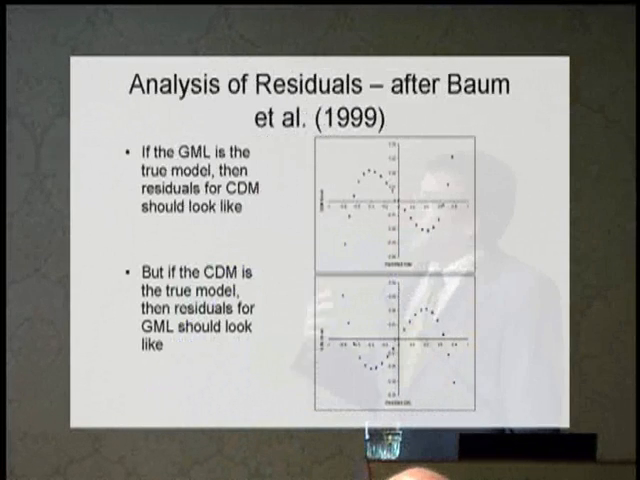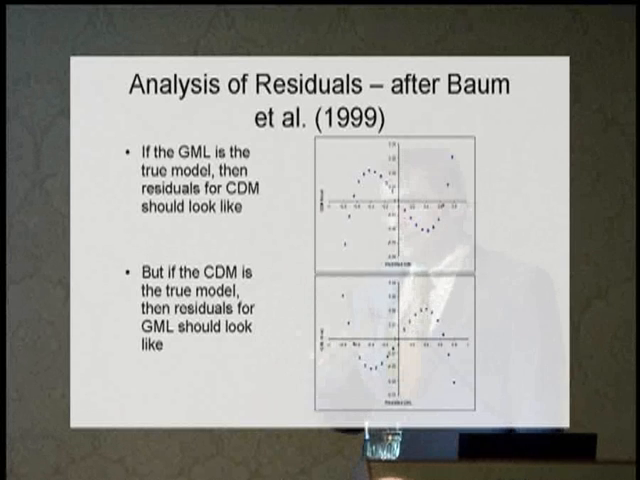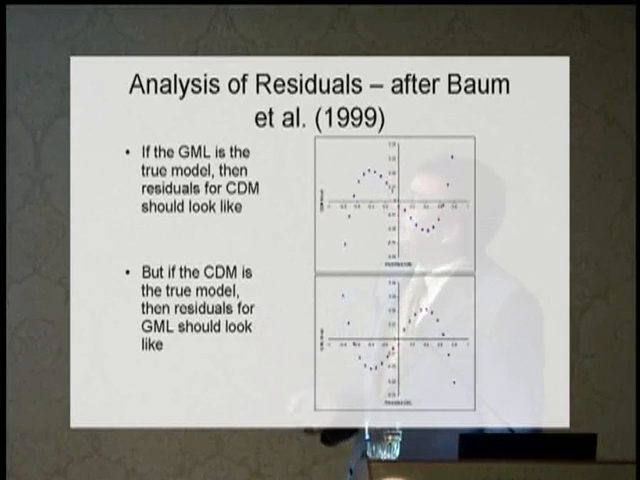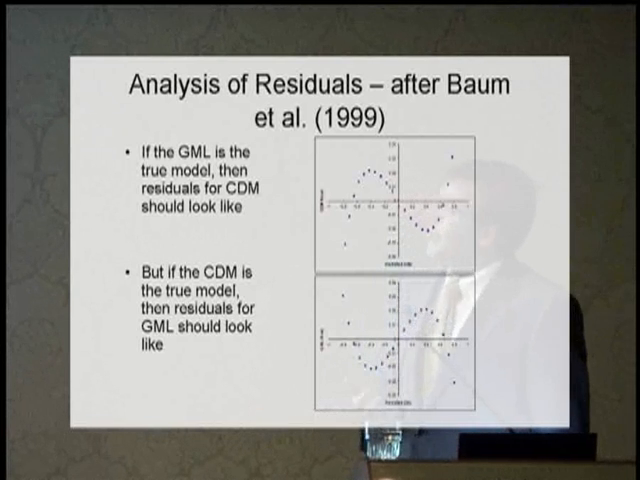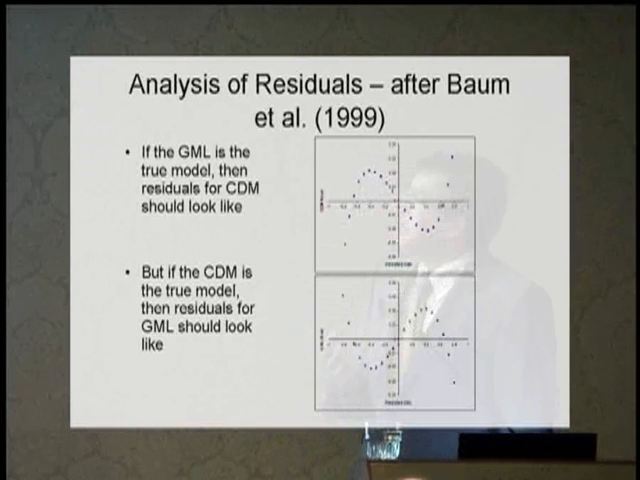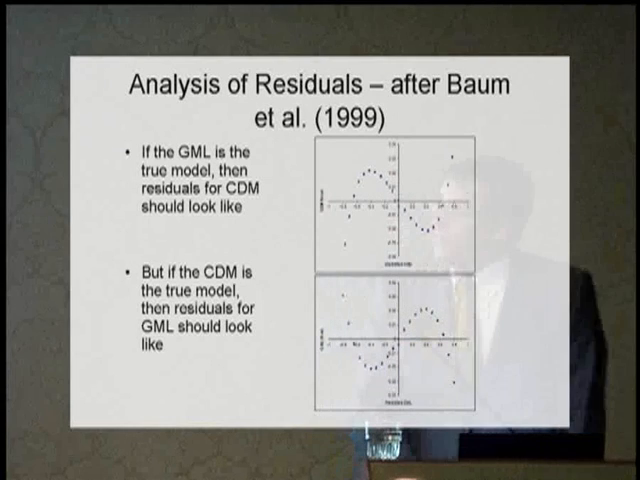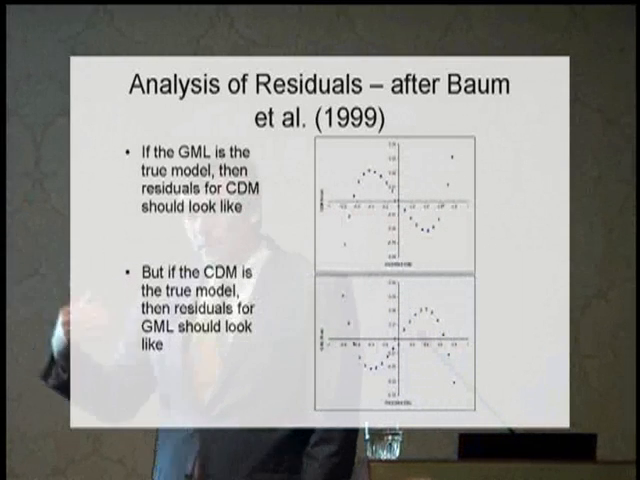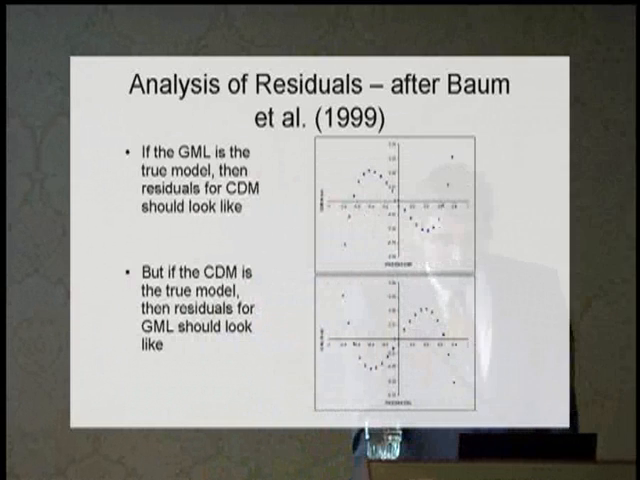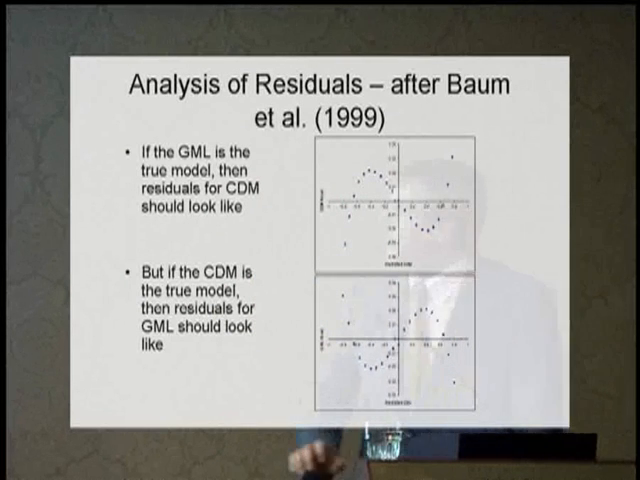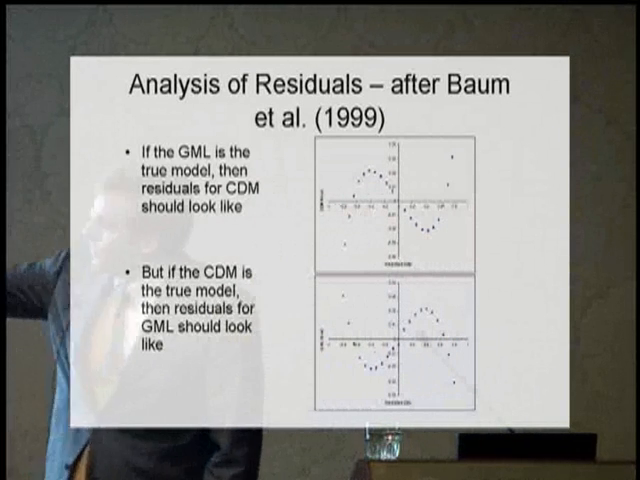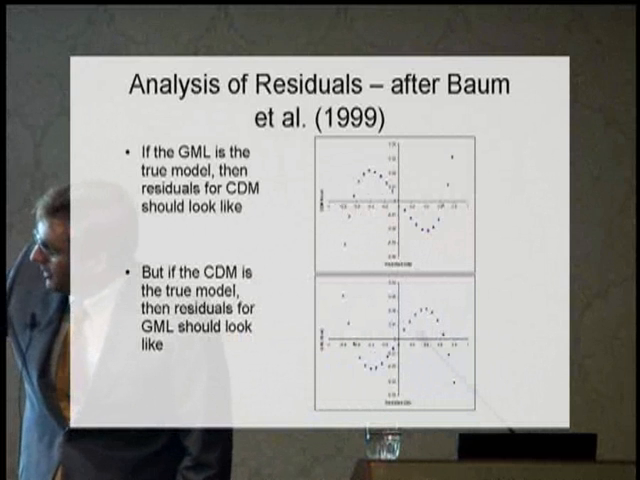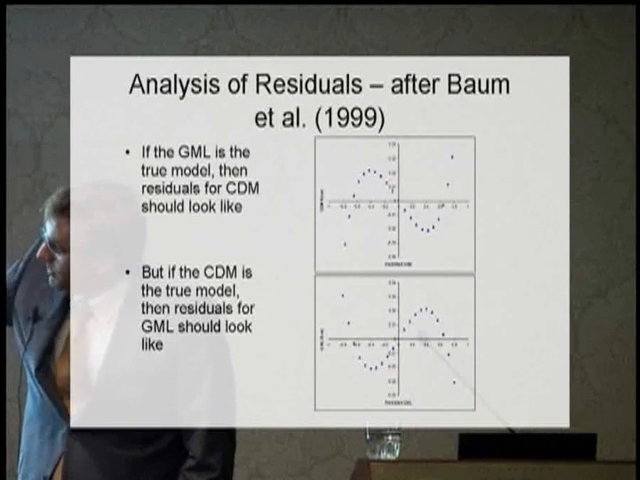But what I'd like to do is illustrate for you how analysis of residuals can be very informative. This is taken after an analysis that Baum, Schwendemann, and Bell published in a 1999 article in JAB. They noted that if the generalized matching law is the true model, and that's basically what I did on the previous slide, if I can back up here for a moment. If the generalized matching law is the true model, that's the left panel. I've fitted the contingency discriminability model.